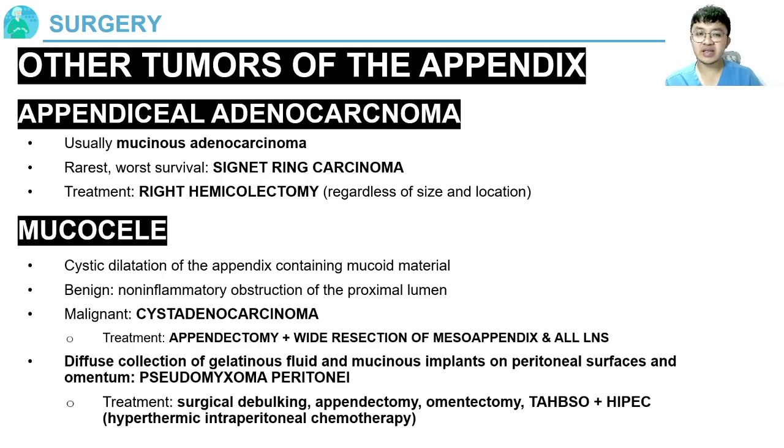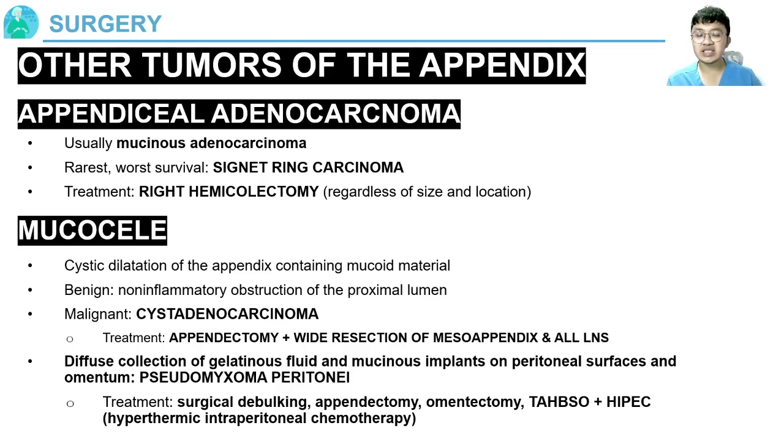So other tumors of the appendix aside from a carcinoid tumor is an appendiceal adenocarcinoma, usually mucinous. Rarest, where survival is poor, is your signet ring carcinoma. Treatment, regardless of size, regardless of location, when you read adenocarcinoma, not carcinoid tumor, you do a right hemicolectomy if the patient comes back to you with an appendiceal carcinoma.